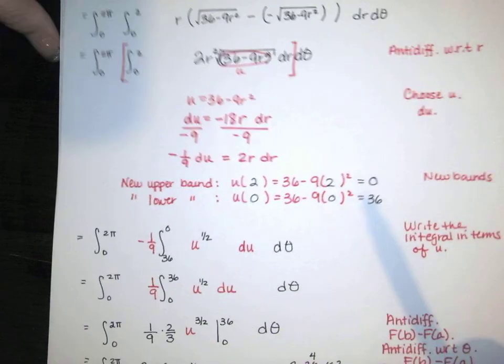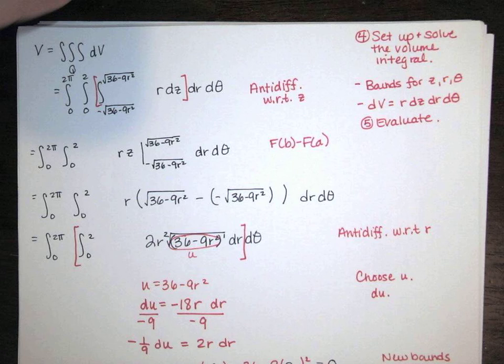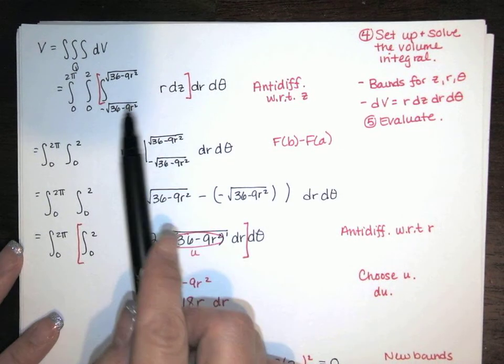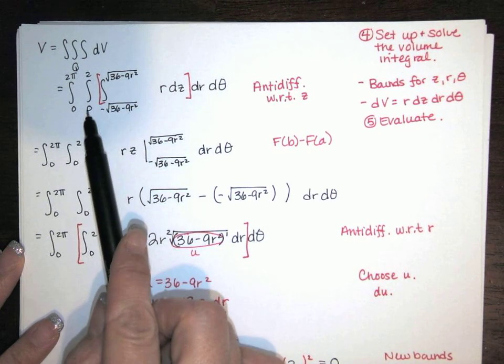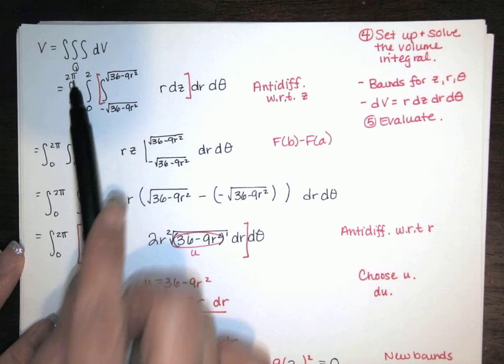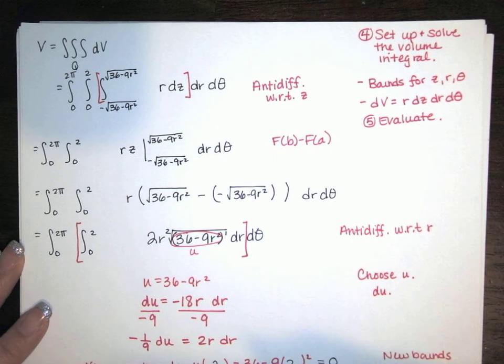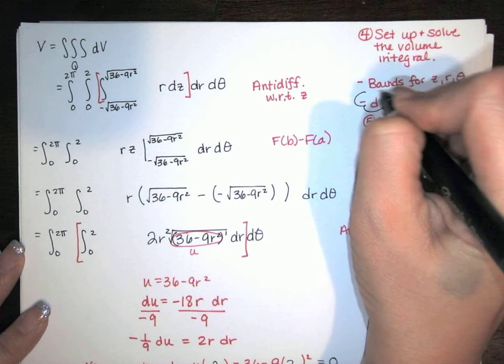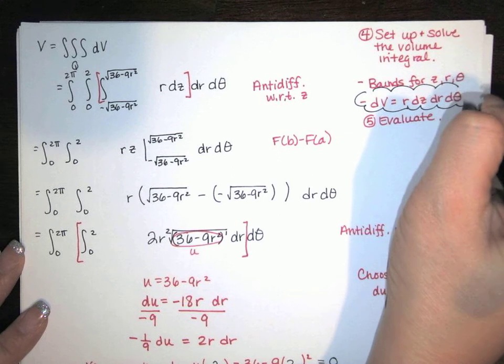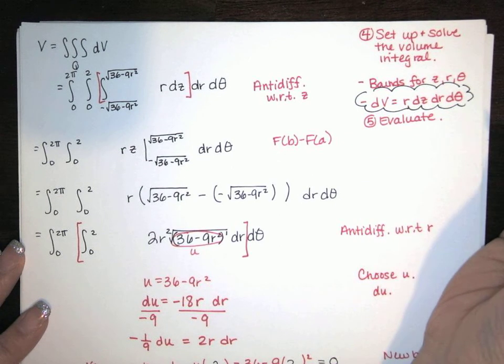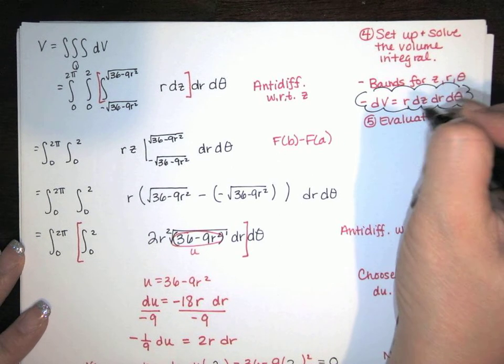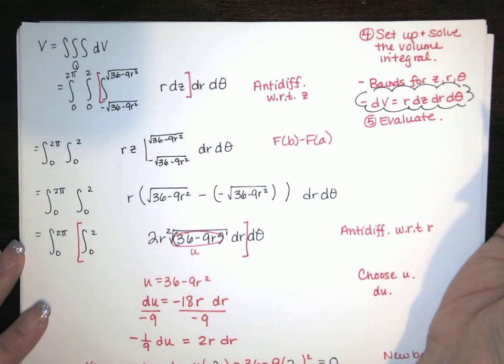Once we did that, we set up our integral. We said z goes from this function to this function, r goes from here to here, and theta goes from here to here. And this is where you have to be really careful. A lot of people miss this part. dv is not dz dr d theta. dv is dz times dA in polar coordinates, which is r dr d theta.